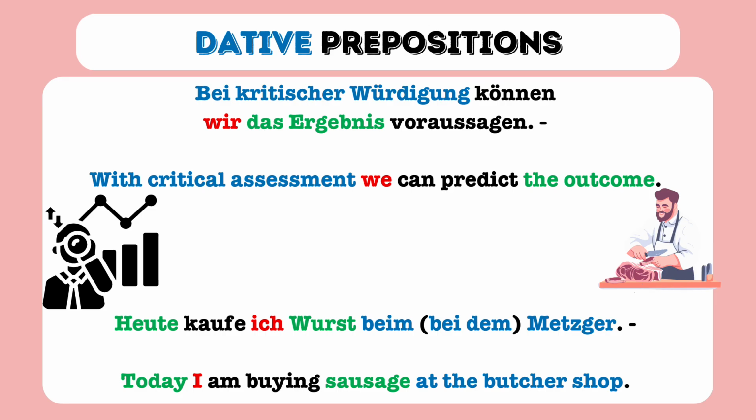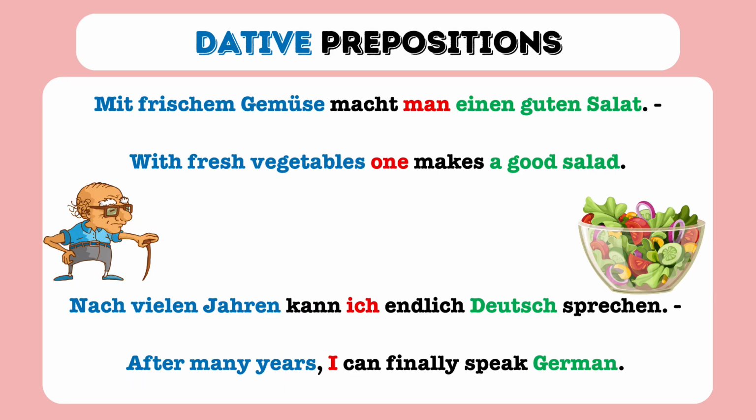Heute kaufe ich Wurst beim Metzger. Bei can be combined with dem to become beim. This is very similar to the things that we did with the accusative prepositions when we had durch and das become durchs. Same thing is happening here, but instead of bei dem, we now have beim.